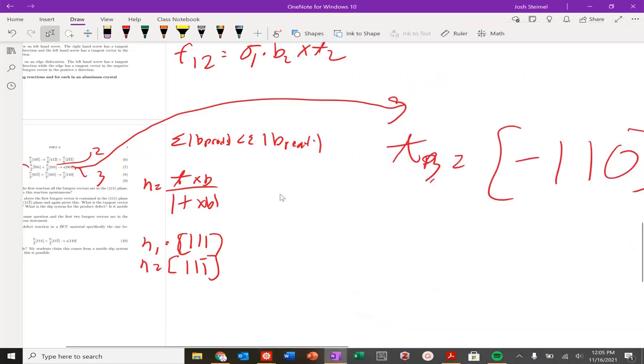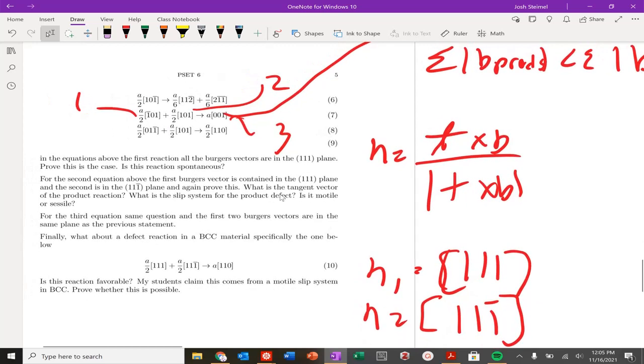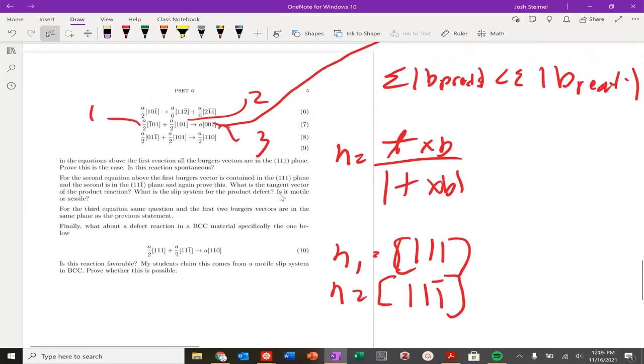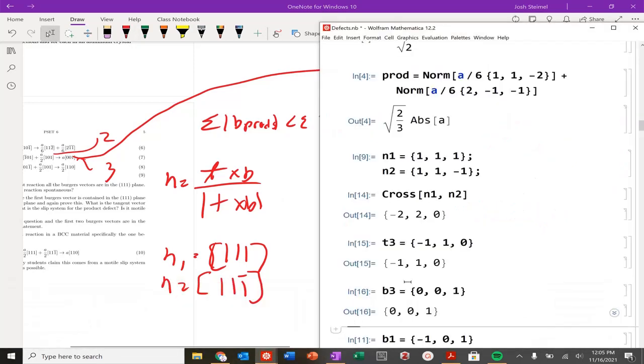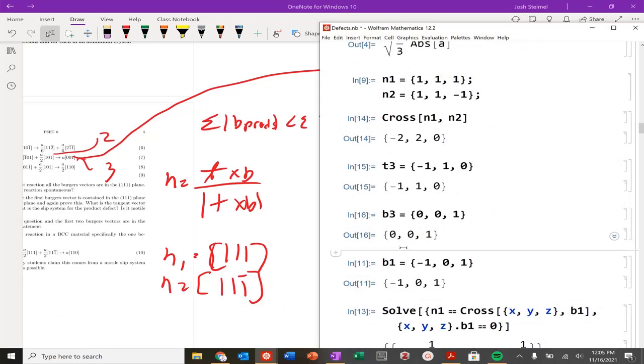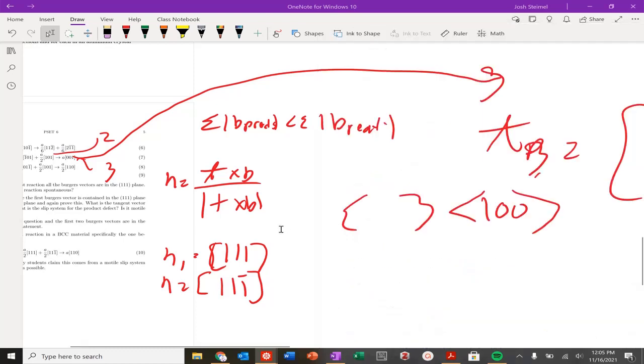So now the question is, okay, I figured out the tangent vector. What is the slip system? I've got my direction. For my slip system, I need the plane that contains the Burgers vector of the product. My direction is the family of the 1, 0, 0 directions. Now the plane: I've got my tangent vector and my Burgers vector, so I can find my normal 3, which is equal to T3 cross B3, and that will be the 1, 1, 0 plane.